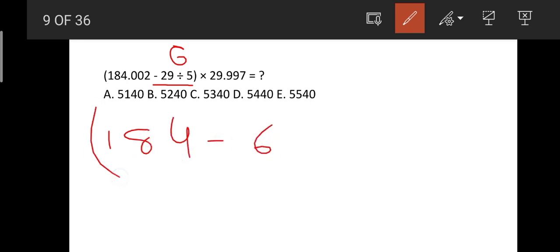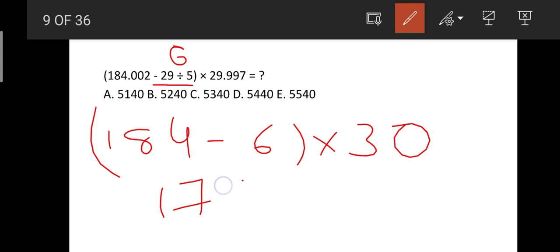We'll be moving to our next. Coming to our next question. Here 29 divided by 5. So we can take it as 30 divided by 5. So it is nothing but 6. So we can take it as 184 minus 6 into 30. Okay friends, I think you have understood this. 184 minus 6, it is nothing but 178, and then into 30.